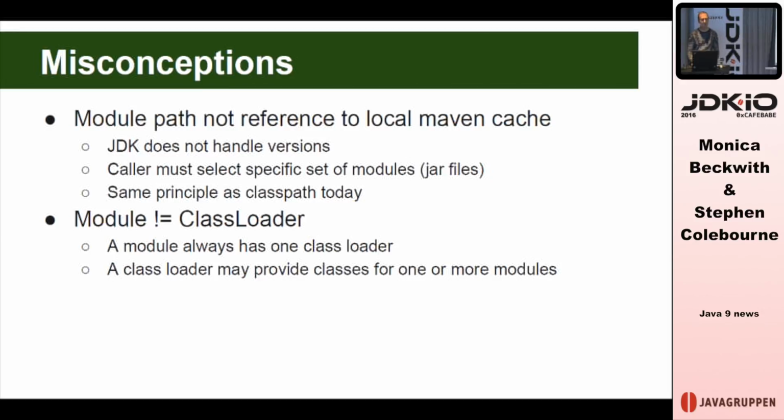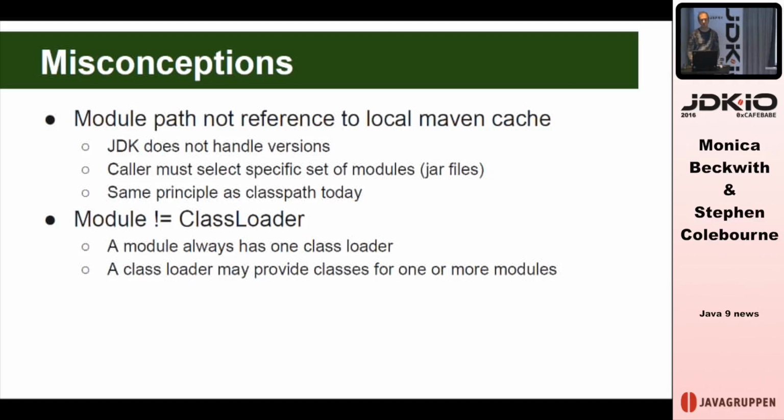In case of any misconceptions, the module path has nothing to do with local Maven caches, has nothing to do with Maven, has nothing to do with version numbers. There are no version numbers in anything I've shown you. You're still going to have some other tool that is choosing between versions and doing version selection. So when you set up your module path, you have to specify a particular set of jar files, and that's not really that different to what you have on the Classpath today. When you run something using Maven, it's going to choose a set of jar files and put them on the Classpath. It's just put them on the module path in the future.